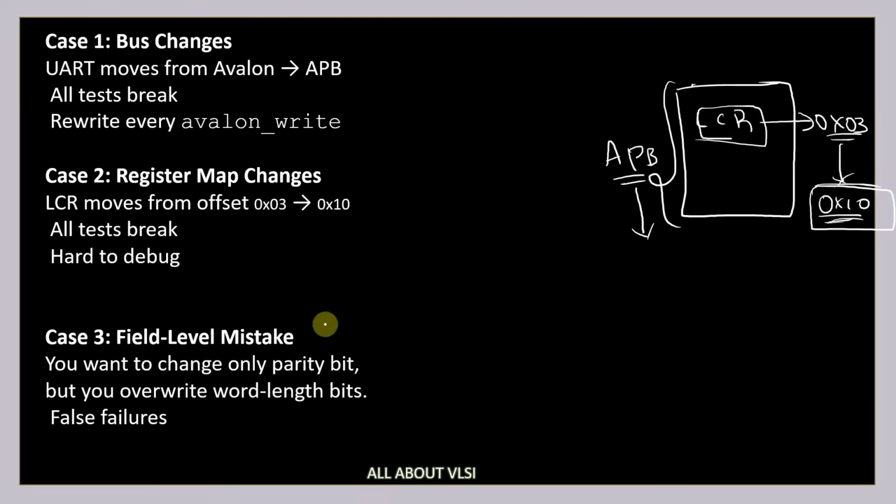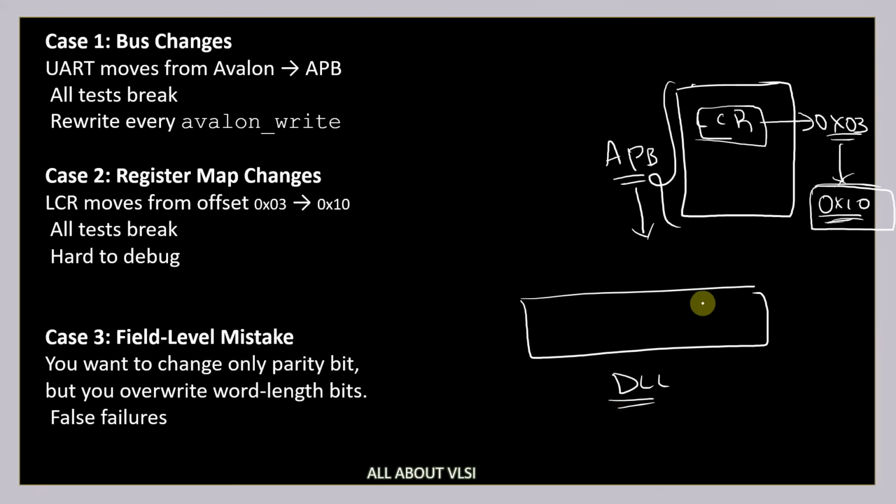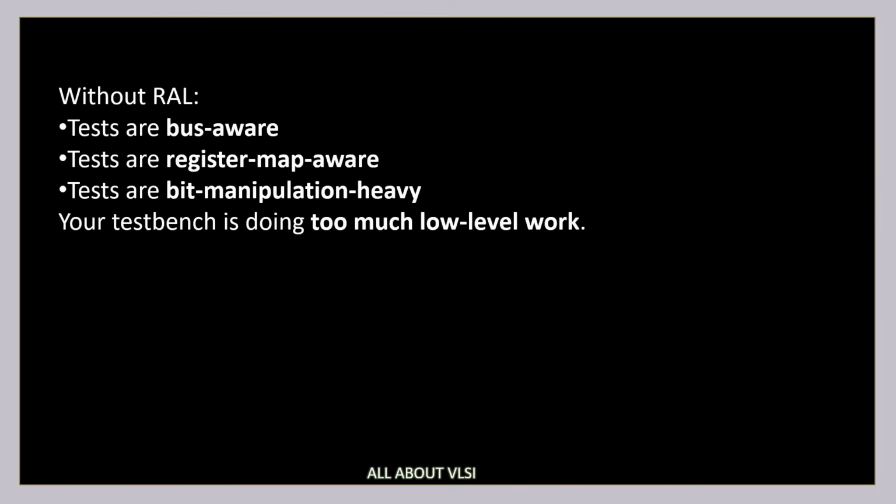And let's say we have a register, some DL register or something, and a particular field has only read-only access, and we accidentally try to write some value into this field. Then we will get a failure. So this type of thing will happen if we are not using a register abstraction layer model. So without RAL, our tests are bus aware, our tests are register map aware, our tests are bit manipulation heavy, and our test bench is doing too much low level work.